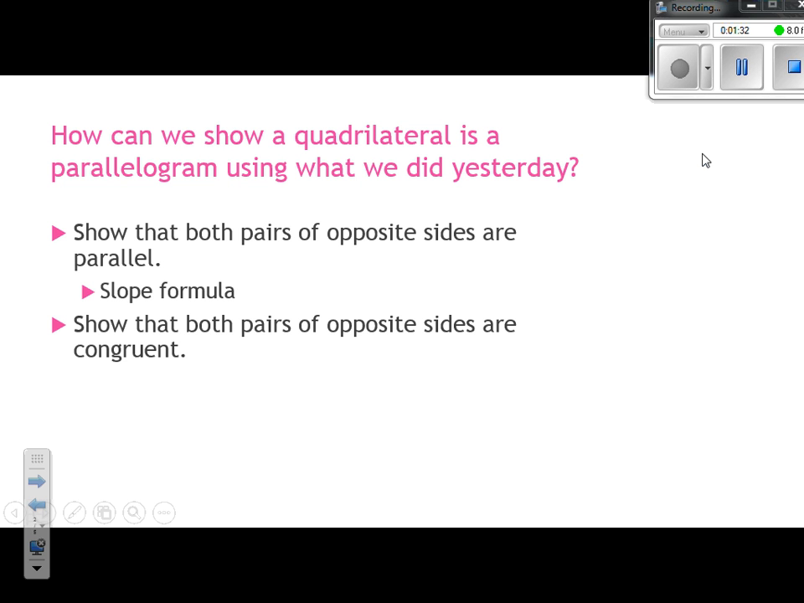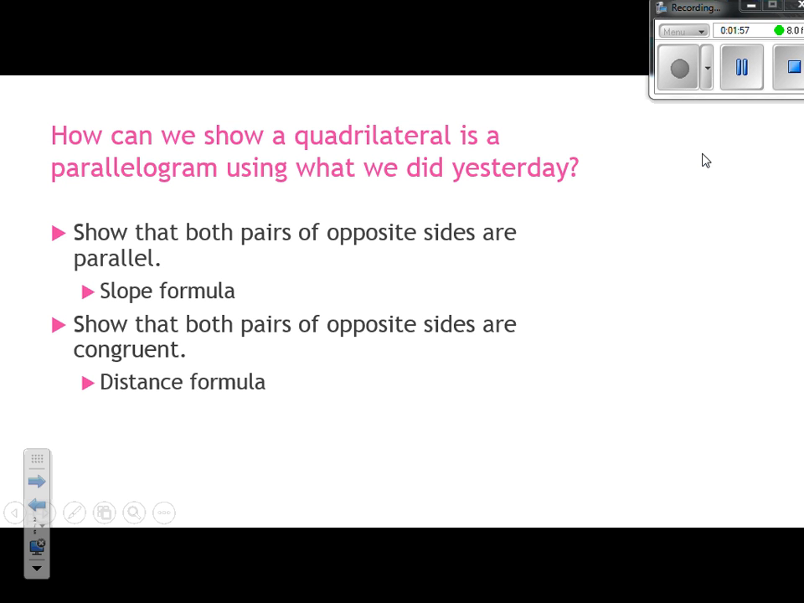Another characteristic is that we can show that both pairs of opposite sides are congruent. When I think of congruent, both sides are exactly the same length. And when I think of length, I think of the distance formula. So we will use the distance formula to show that a quadrilateral is a parallelogram by showing that both pairs of opposite sides are equal in distance.